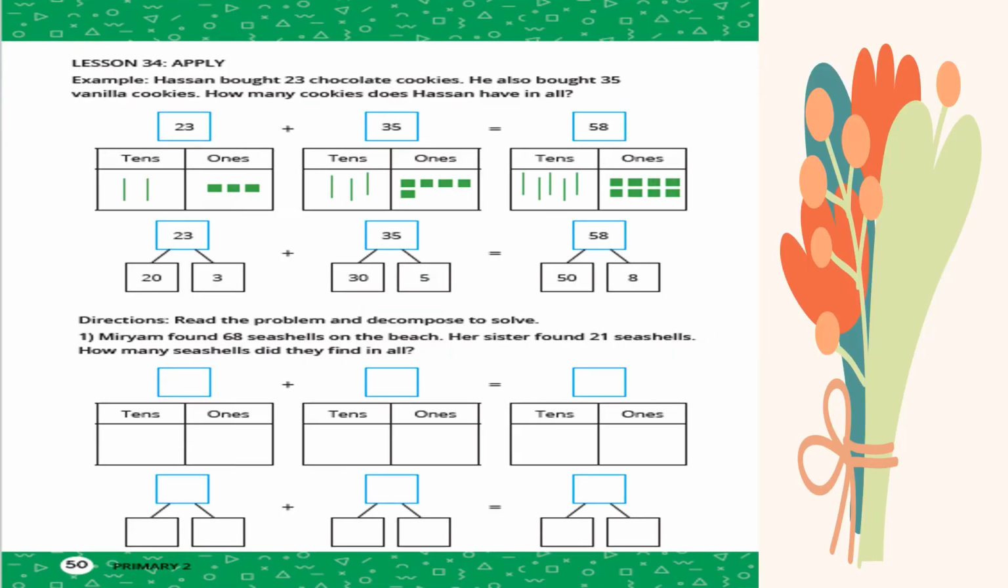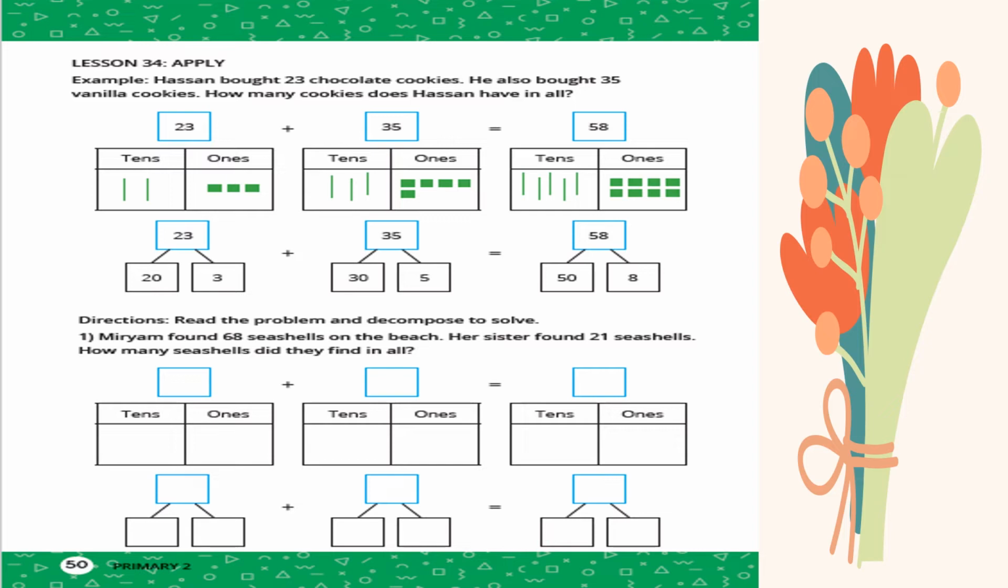Let's move to lesson 34, the apply part. For example, Hassan bought 23 chocolate cookies. He also bought 35 vanilla cookies. How many cookies does Hassan have in all? Do you remember? In all is a keyword for what? Yes, it is a keyword for addition.